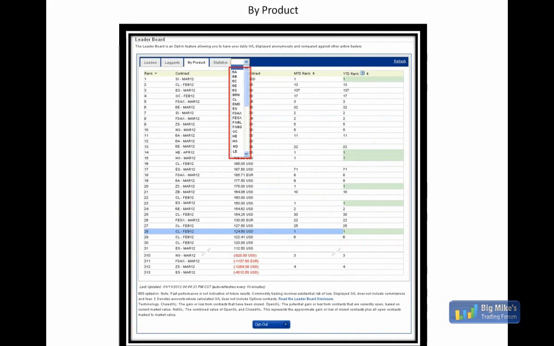If it's left unfiltered, it shows the largest gains in any single product by a particular trader and works its way down. You can see the drop down there, and if you choose one of the contracts on the drop down, you'll now get a ranking by trader in just that contract.